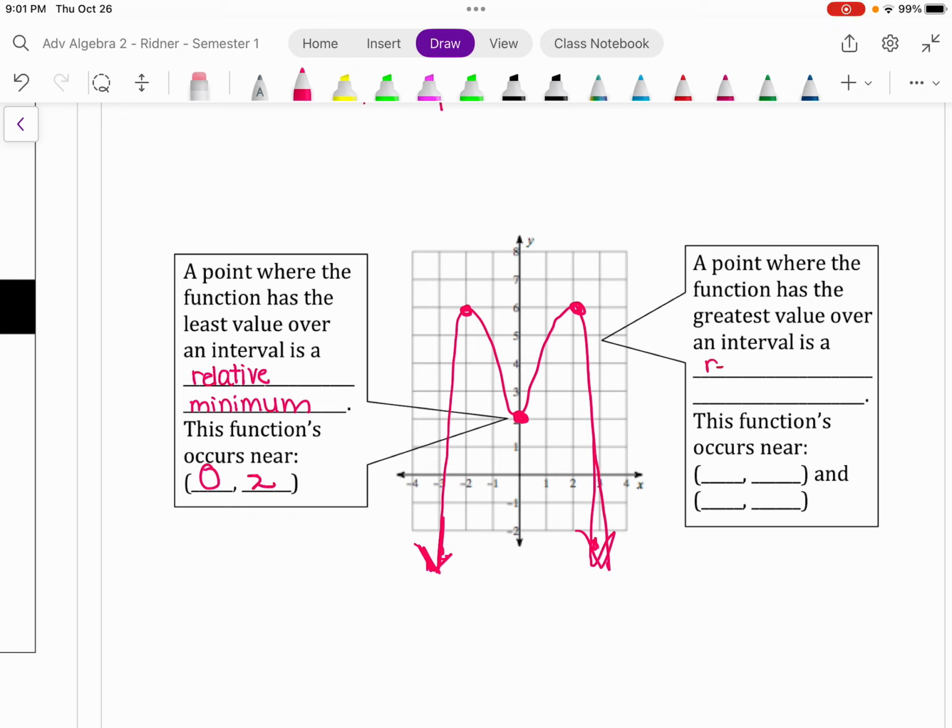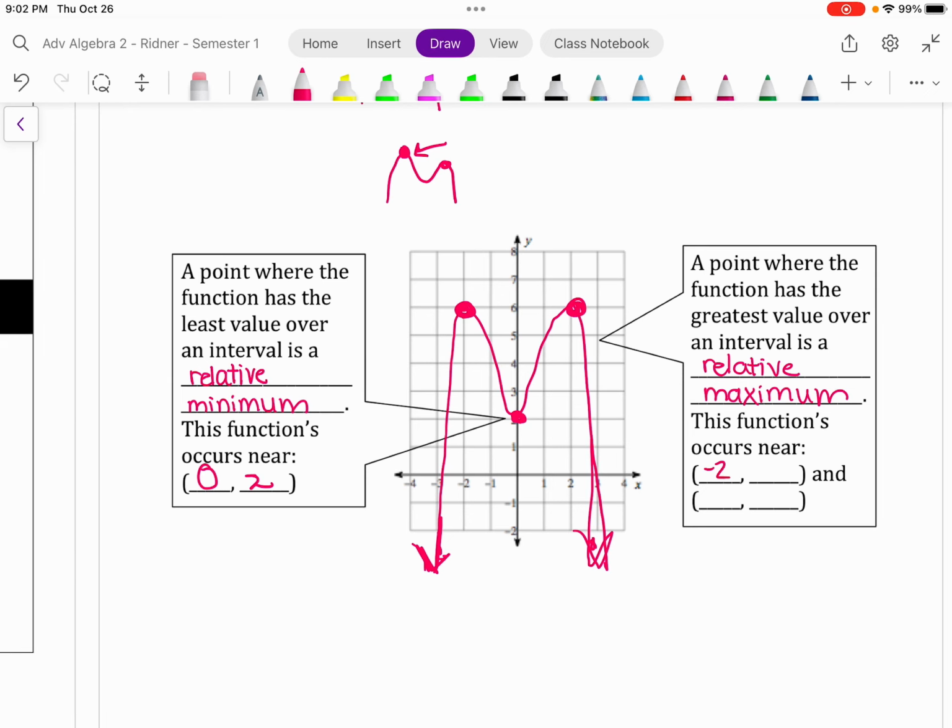And then if we have relative mins, we can also have relative maximums. We actually have 2 maximums here. We got 1 there and 1 there. Even if it's like this, even though that one's higher and this one's lower, they're both maximums, relative maximums. This one would just be absolute because it's the highest. All right, and these occur at -2, 6 and 2, 6.